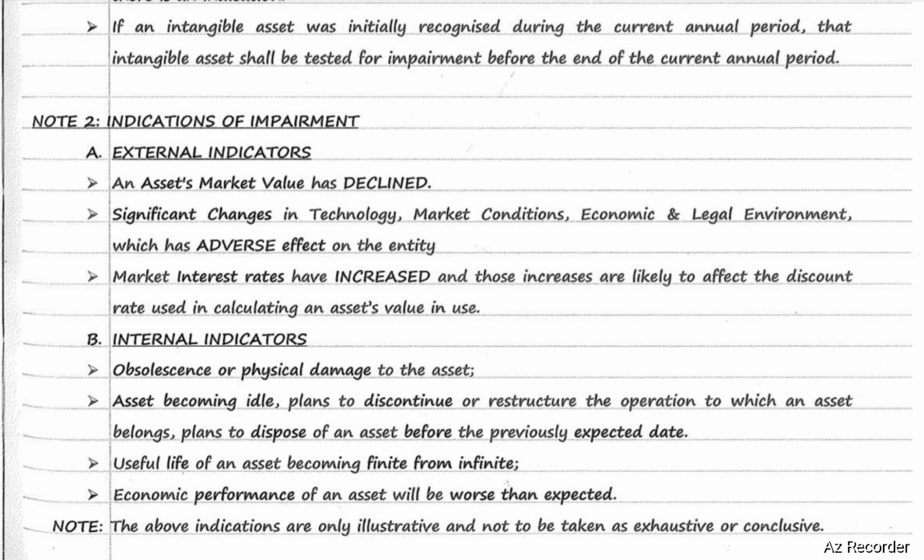What are internal indicators? First one, obsolescence or physical damage to the asset. Second, the asset becoming idle, plans to discontinue or restructure the operation to which an asset belongs, plans to dispose of an asset before the previously expected date. Third, useful life of an asset becomes finite from infinite. Fourth, economic performance of an asset will be worse than expected. These are the four internal indicators. The above indications are only illustrative and not to be taken as exhaustive or conclusive.